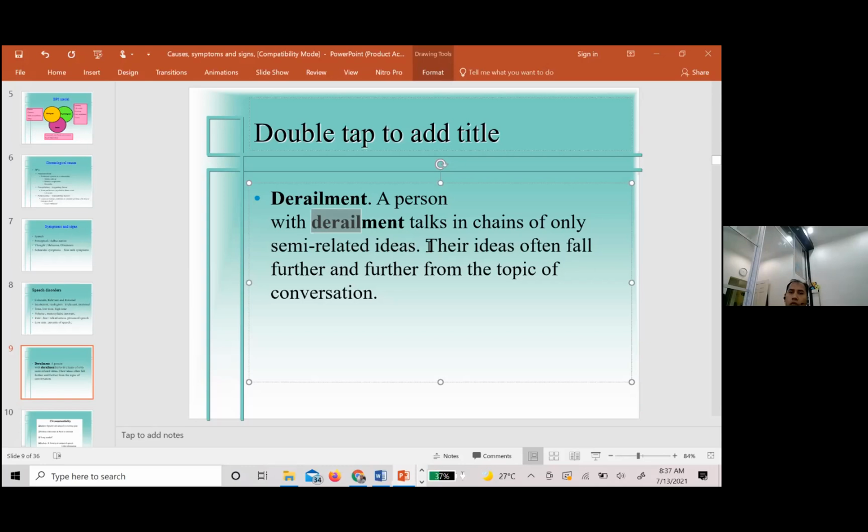Okay, you understand that? You don't have to really remember the whole sentence, the idea is that it opens up further and further. Just remember derail. The word derail is explained.